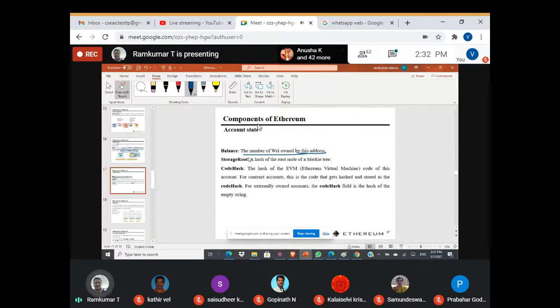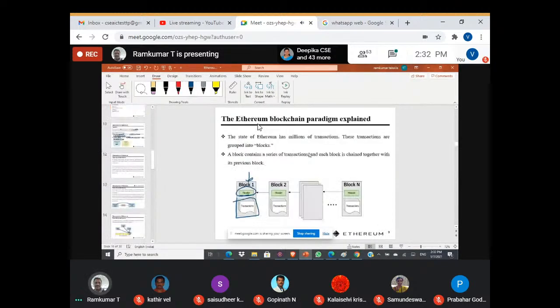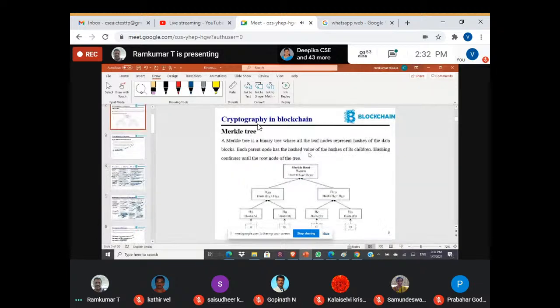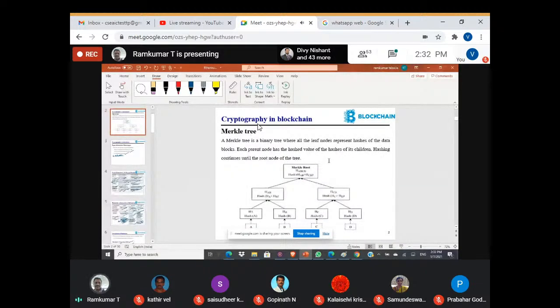I have some value right now, and then the storage root, which means the hash root node of the Merkle tree that I have discussed earlier. This is the Merkle root. It means I have various transactions in the block, and every transaction in the block has a hash value; all together you get one hash value. That is what we call the storage root.